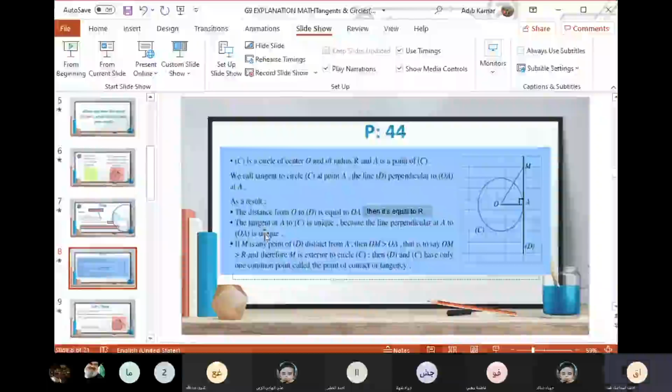The tangent at A to C is unique. It means there is no other: at any point on the circle, one and only one tangent can be drawn at this point. Okay, that is what unique means. Because the line perpendicular at A to OA is also unique. So at A there is only one line perpendicular to OA, which is why it is unique. There is no other: you cannot draw another line at A that is tangent or perpendicular to OA at A.